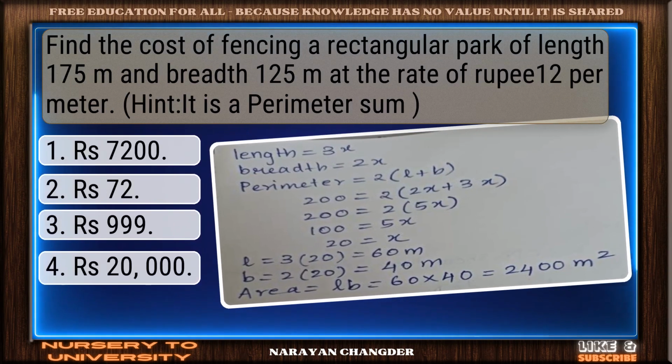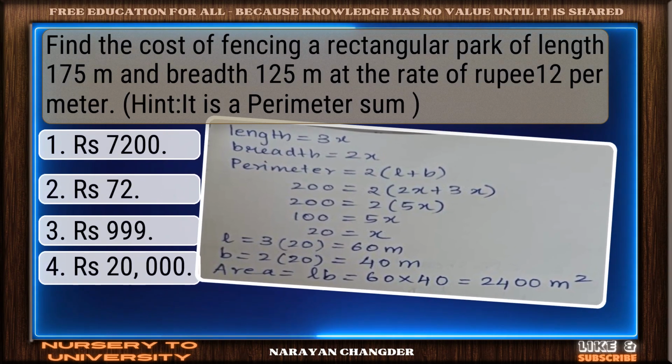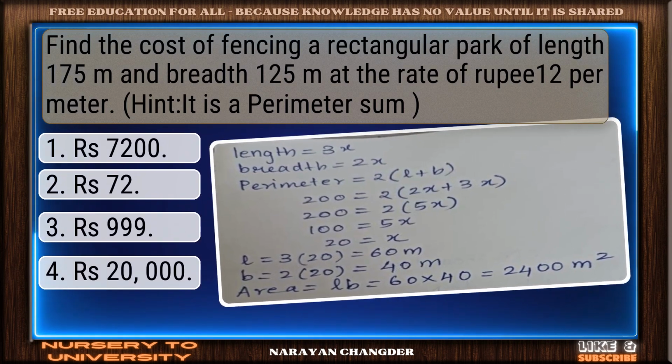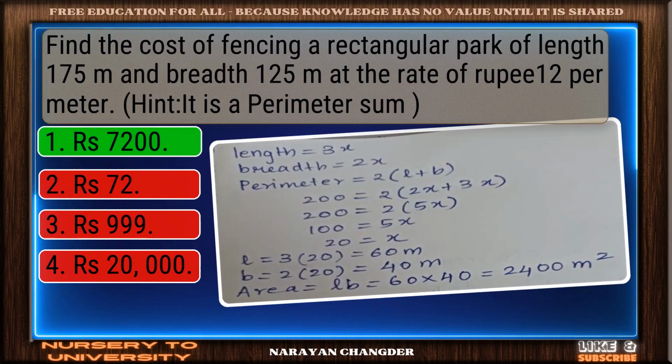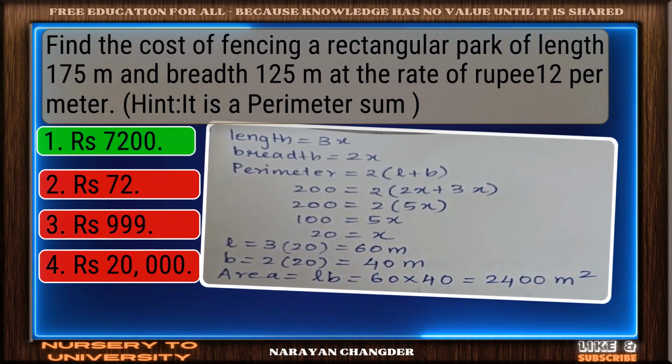Find the cost of fencing a rectangular park of length 175 m and breadth 125 m at the rate of rupees 12 per meter. Bravo, 7200 rupees is the answer.